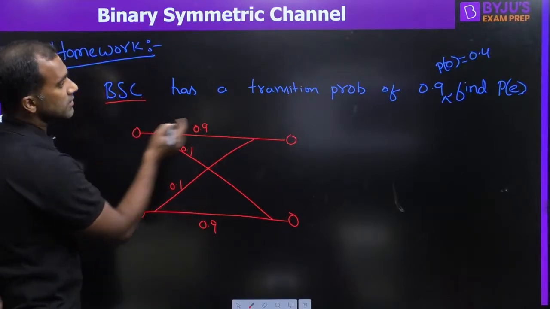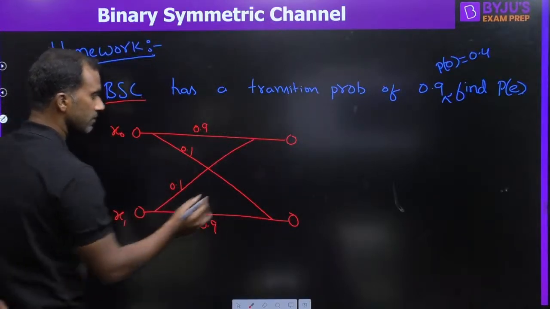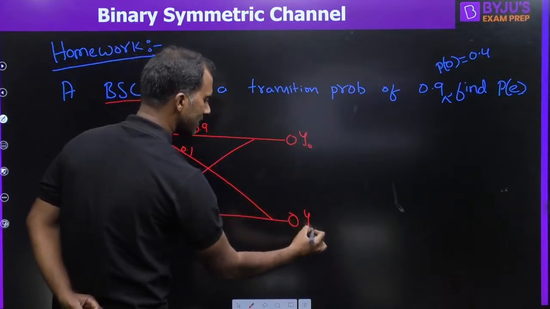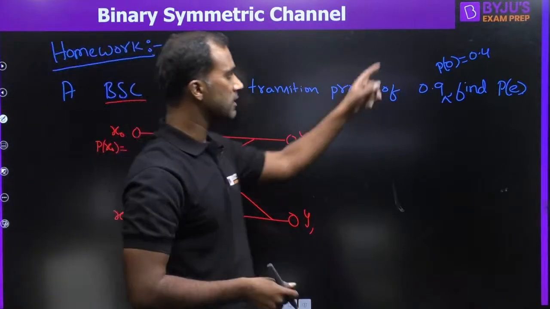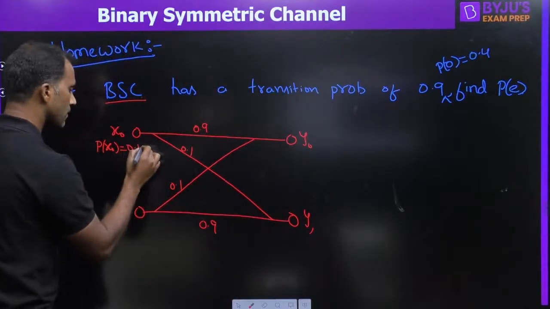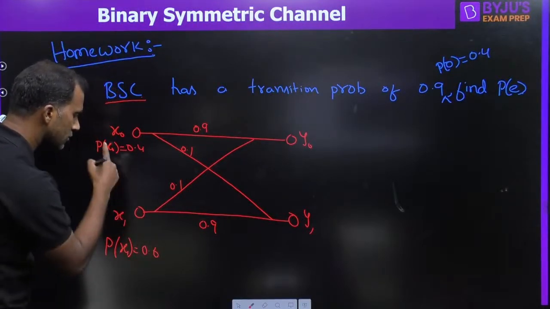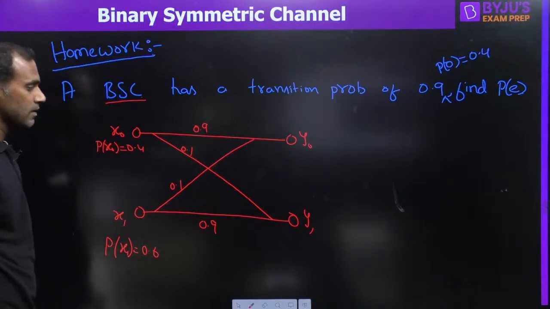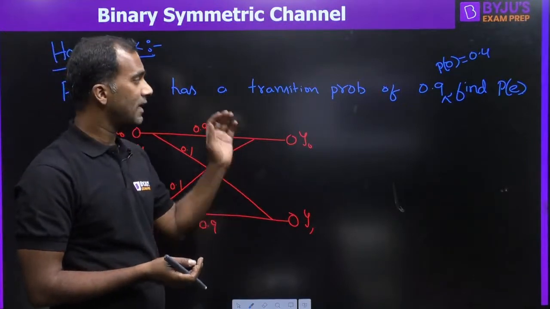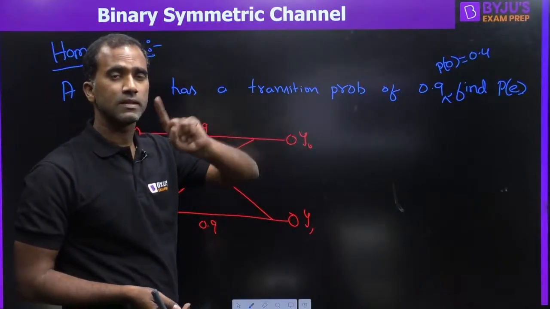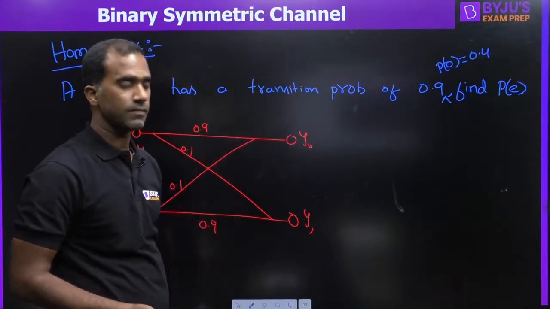Right. So for 0, they have given the probability. Let me say this is x0 and x1, and this is y0 and y1. It is given that p of x0, the 0 probability, is 0.4, which means p of x1 we can find as 0.6, because the addition of these two probabilities should result in 1. Same procedure, as I told you, to find everything that is possible from this problem. The first thing that we have to do is find the intersection probabilities of each line.